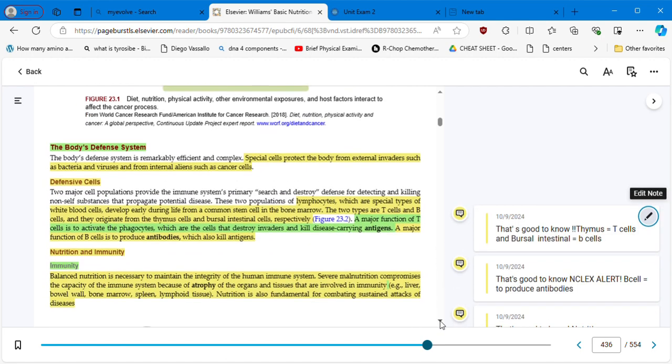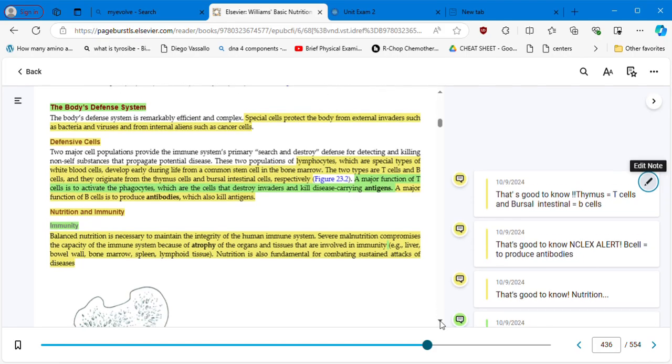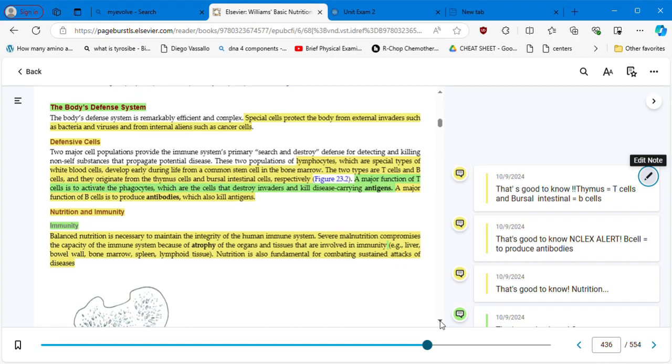The body defense system. Special cells protect the body from external invaders such as bacteria and viruses, and from internal aliens such as cancer cells. The defensive cells are the lymphocytes, which are special types of white blood cells developed early during life from among stem cells in the bone marrow. Those are the pluripotent cells that branch out into myeloid cells, which are the RBCs, WBCs, and platelets.